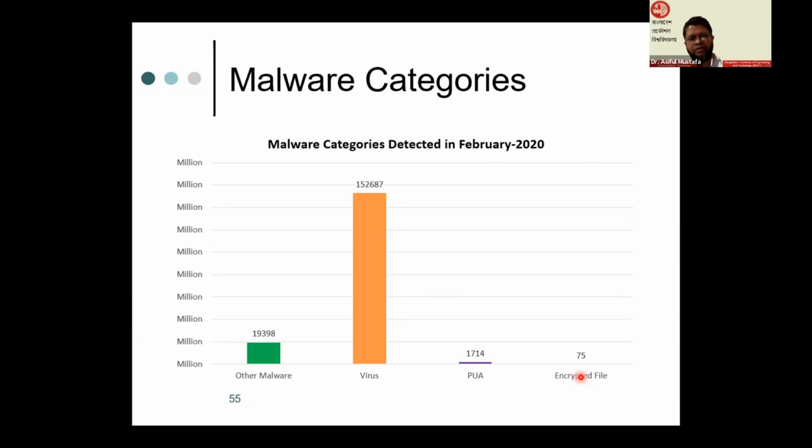But in February, after the 4 months, we see a large spike in terms of virus attack in the system. So in February, we do not see the other type of malware. The virus count has, I think, several millions in terms of attack scenarios.